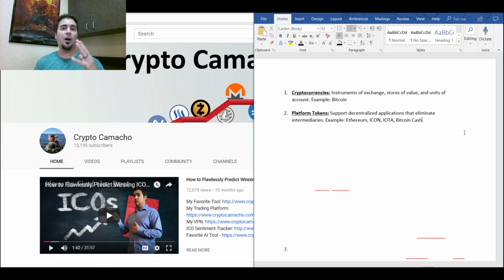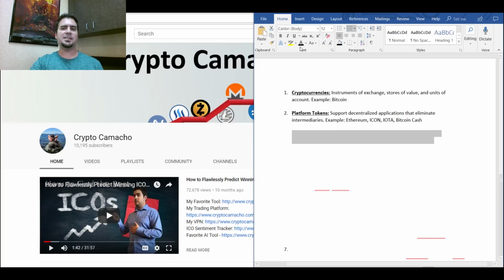So examples are Ethereum, like I just said. Other examples include Icon, IOTA, Bitcoin Cash, Stellar Lumens. These are all platform tokens, and they're essentially trying to lay the plumbing or lay the foundation from which all other crypto assets and cryptocurrencies, crypto-backed assets really, are derived. They'll all be built on top of these platforms or platform tokens, and Ethereum is a really, really good example of that, okay?